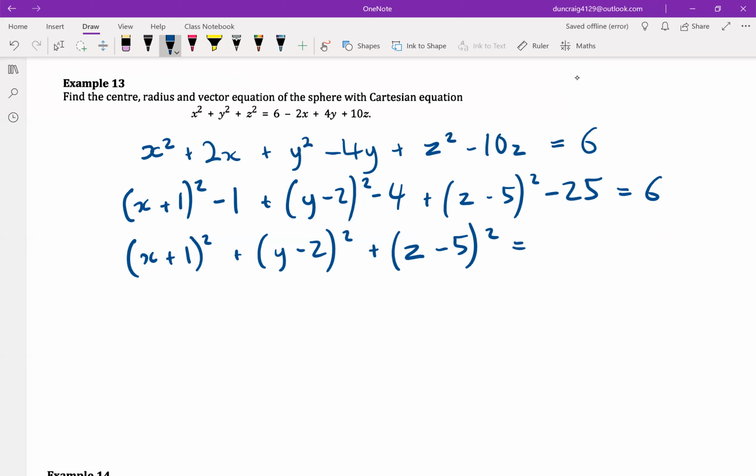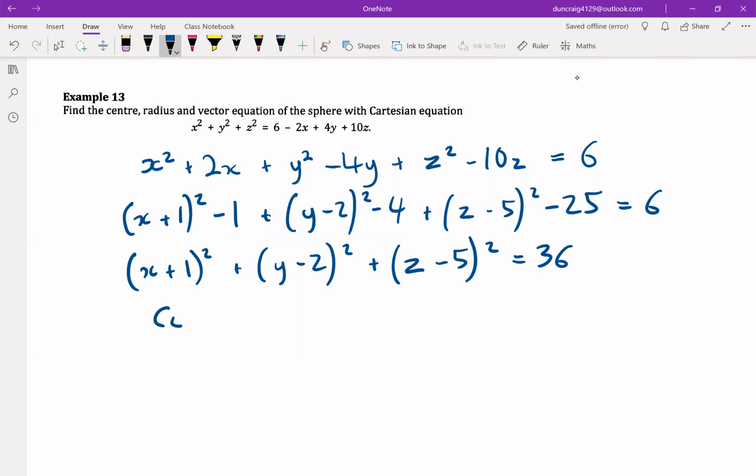So I'm going to get x plus 1 squared plus y take 2 squared plus z take 5 squared is equal to, 6 and 25 is 31, 32, 36. So that's our Cartesian equation of the sphere. It would have a center at what would the coordinate be? It would be at -1, 2, 5, and it would have a radius equal to 6.